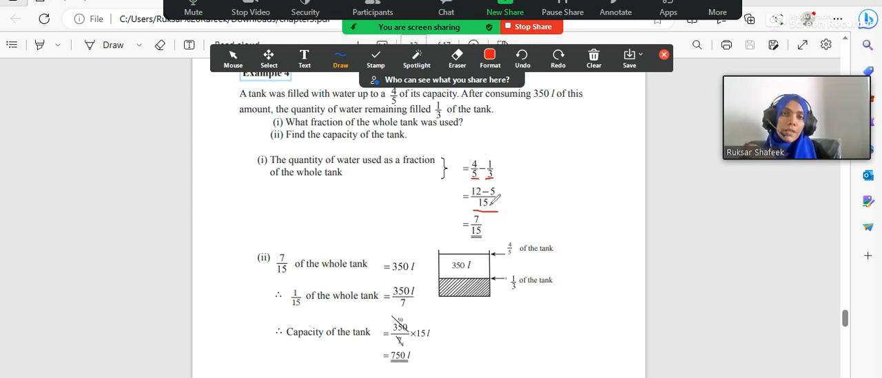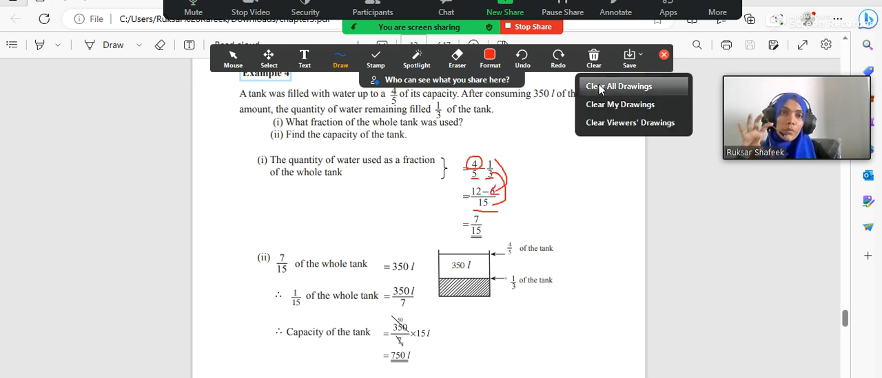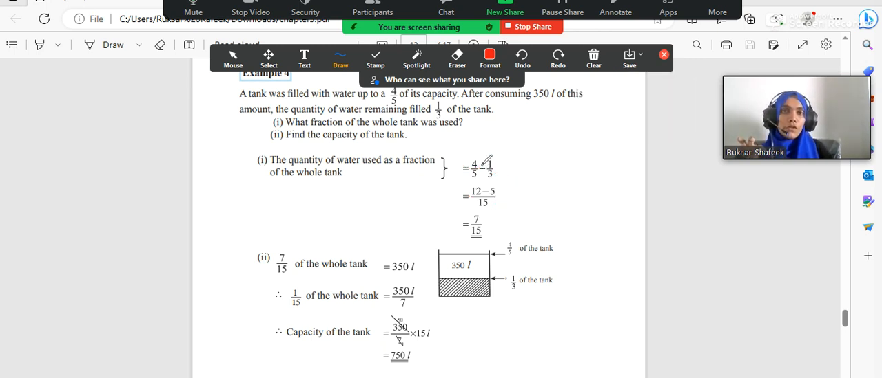So 5 times 3 is 15. So 4 times 3 is 12. 3 times 5 is 15. So 1 times 5 is 5. You have to find the equivalent fractions there. So 4/5 will be written as 12/15, and 1/3 as 5/15. Since the denominator is the same, we leave it as one denominator 15. And then we subtract the numerators. So 12 minus 5 is 7/15.